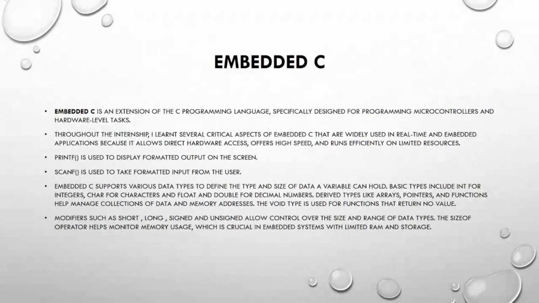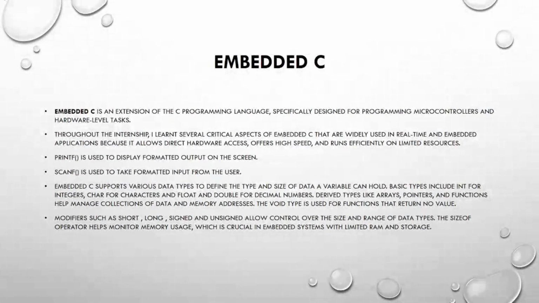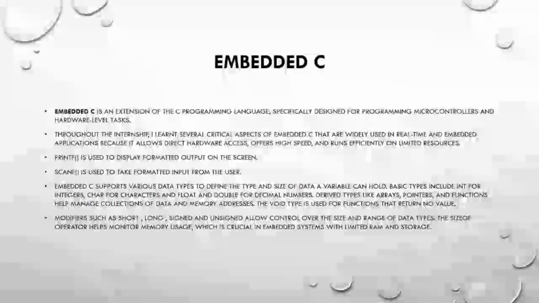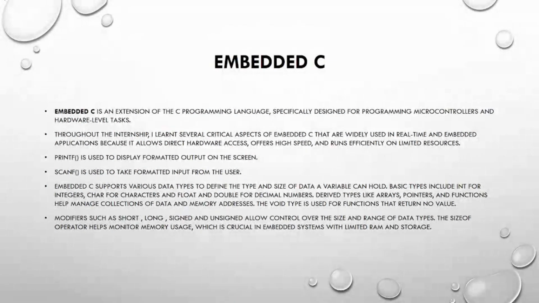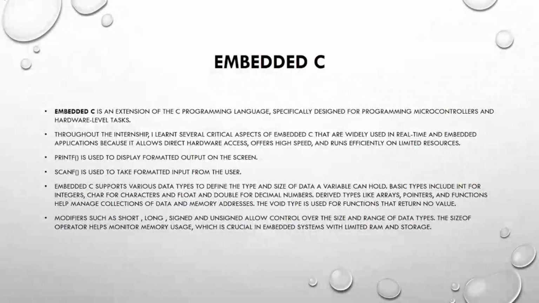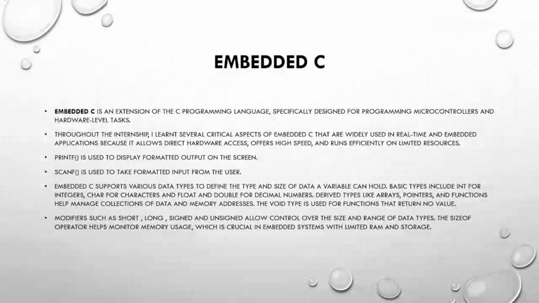And there are two basic functions which are printf and scanf. Printf is used to display formatted output on the screen, whereas scanf is used to take input from the user. And Embedded C supports various data types to define the type and size of data a variable can hold. Basic types include int for integers, char for characters, and float and double for the decimal numbers.